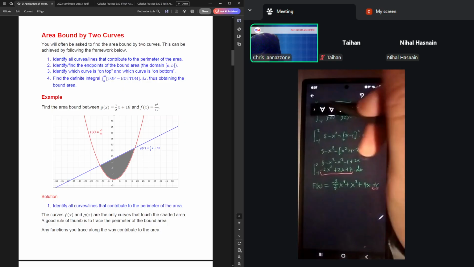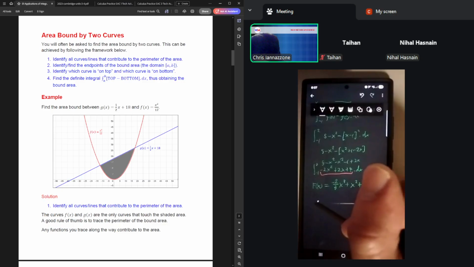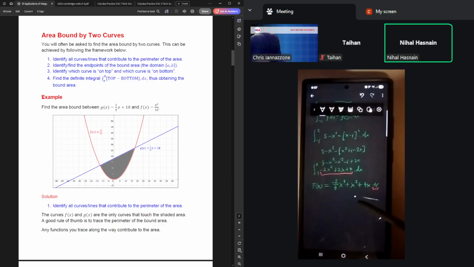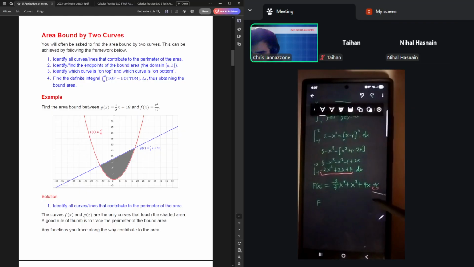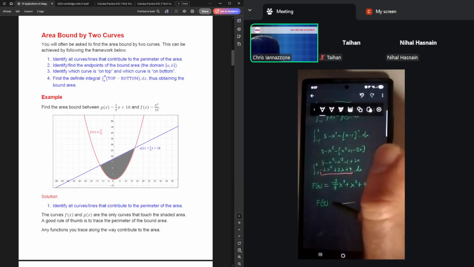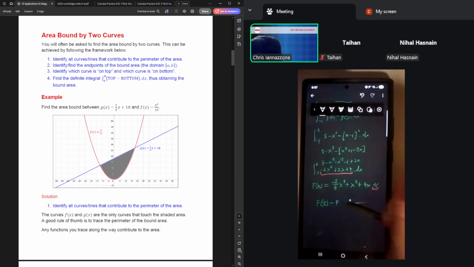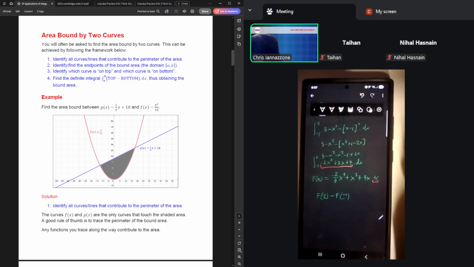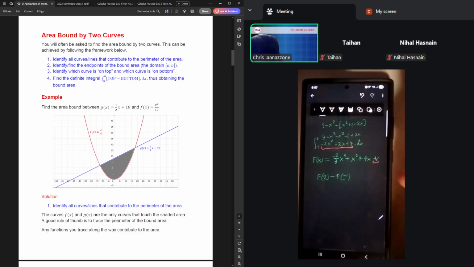But yeah, final step is going to be what? Subtracting the top from the bottom. Wait, no, top minus bottom, yeah. I gathered what you meant, I think. So what you meant there, capital F of 2 minus capital F of -1. Top one, take the bottom one. So this is just going to be arithmetic.